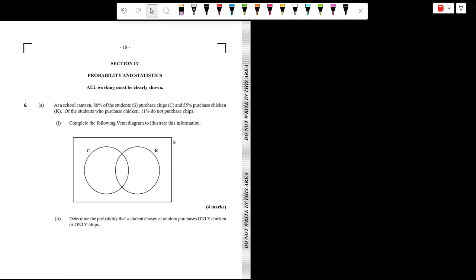What's the word opposite of together? By themselves, right? So P of A intersect B equals P of A times P of B. And if that statement is true, it means that the events indeed are independent. All right, let's proceed.